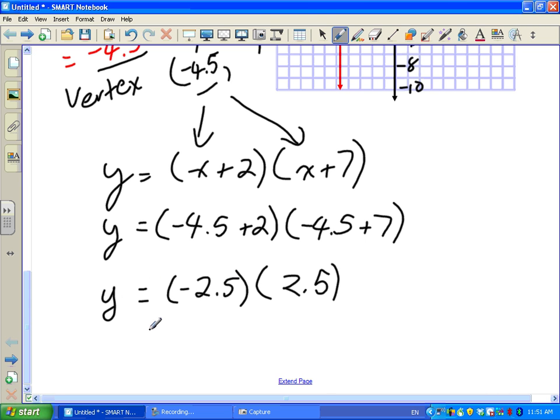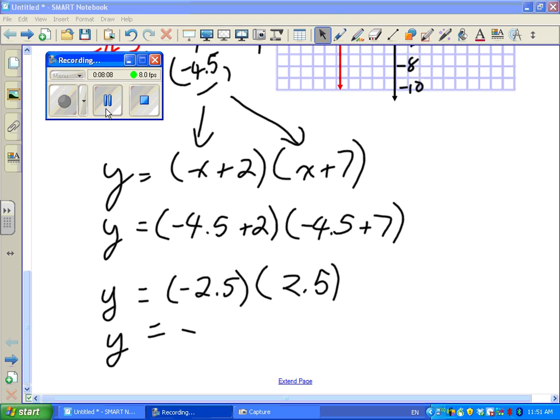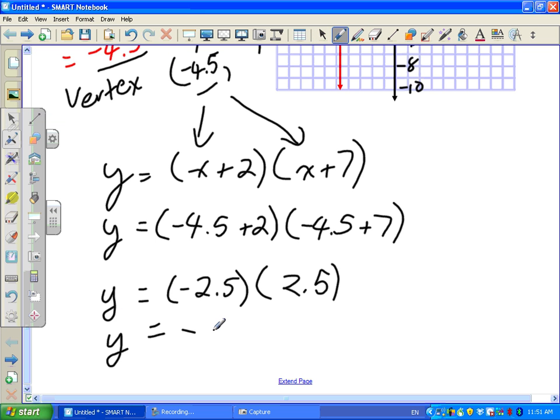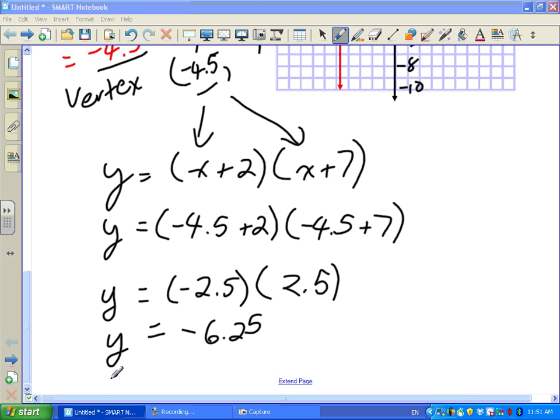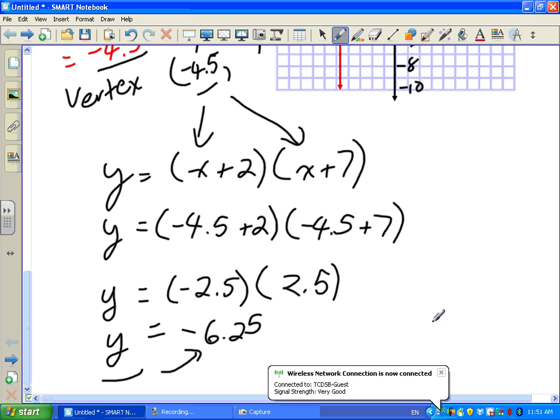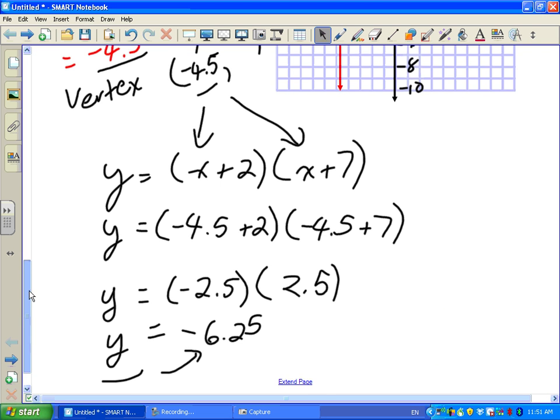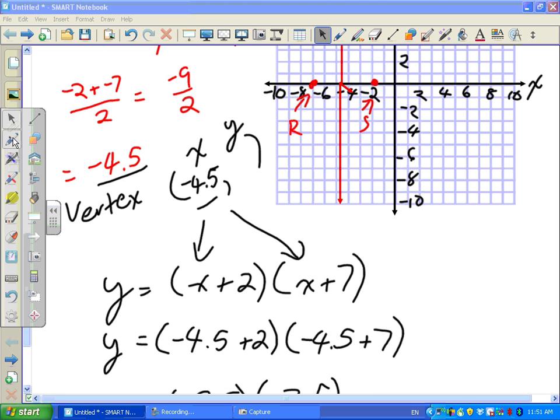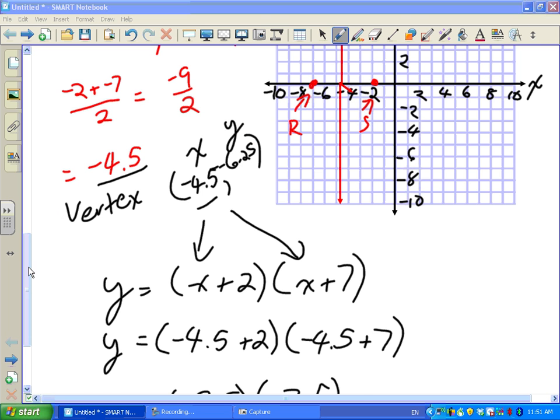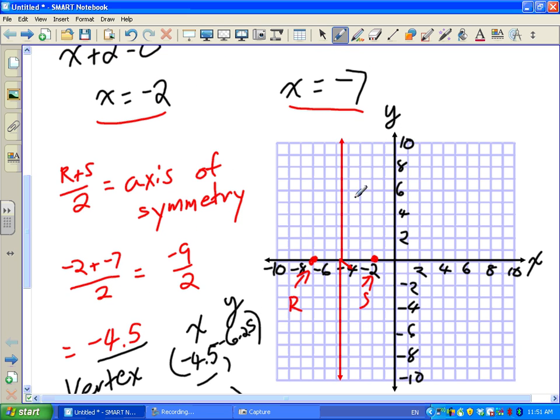And we're going to quickly multiply those two. Who can help me out with that? Negative. So it becomes -6.25. And remember, it says y equals -6.25. So that is our y-coordinate for our vertex. Our vertex's y-coordinate is -6.25. So obviously it doesn't fit nicely onto this graph, but let's try to get it in. -6.25 is probably about there.